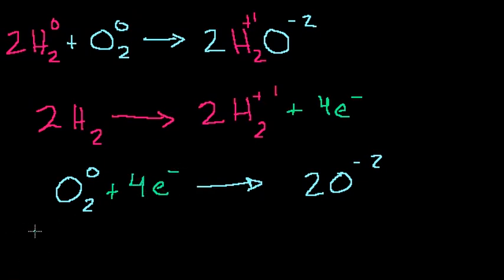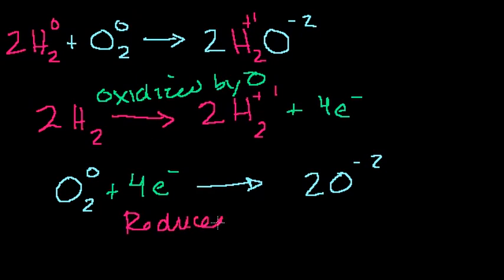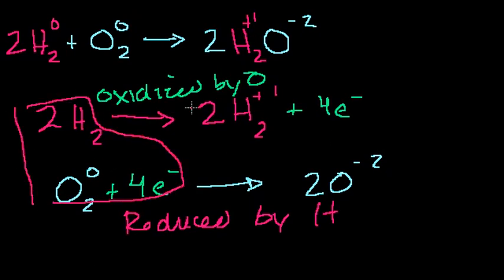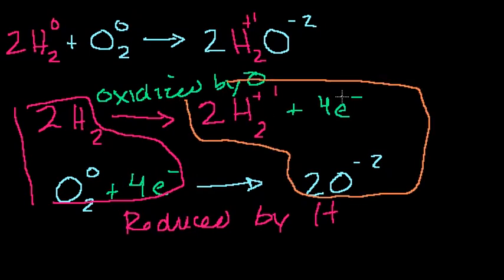So what was oxidized? Oxidized means that electrons were taken away from you. The hydrogen was oxidized. Oxidized by oxygen. What was reduced? The oxygen was reduced by the hydrogen. And if you add these two reactions up, if you make this the left-hand side of your equation, and you make this the right-hand side of your equation, you can remove the electrons from both sides, and you'll end up with your original reaction.